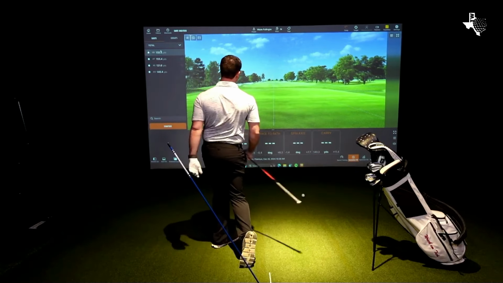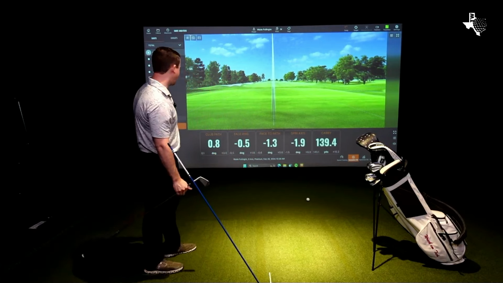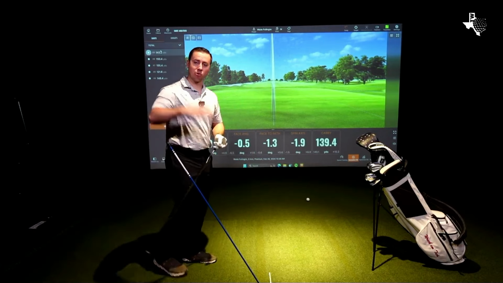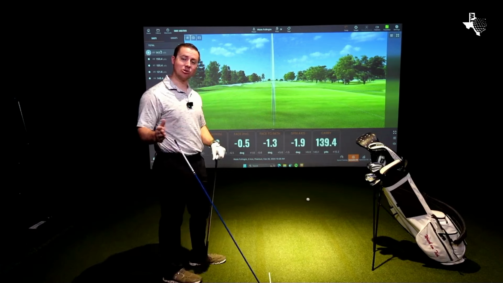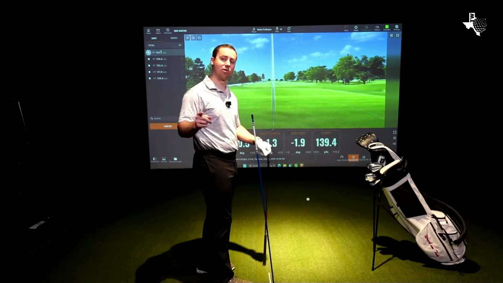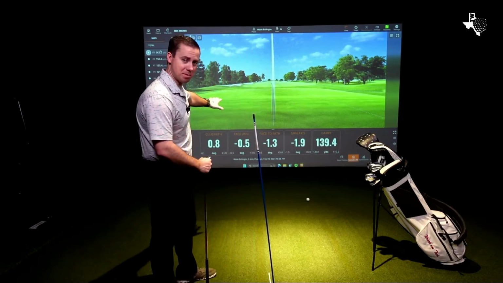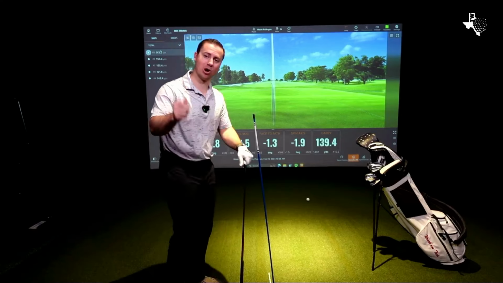That's definitely not going to be positive 3.4. It's going to be closer to 0, maybe negative. Okay, that was 0.8. So I went from 3.4 to 0.8. So this will stop you from coming from the inside. If you put it on the other side, that'll stop you from coming over the top. Give these drills a shot along with using these TrackMan numbers, and you will change your golf swing forever.